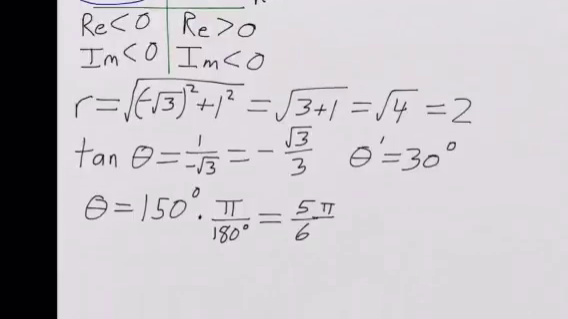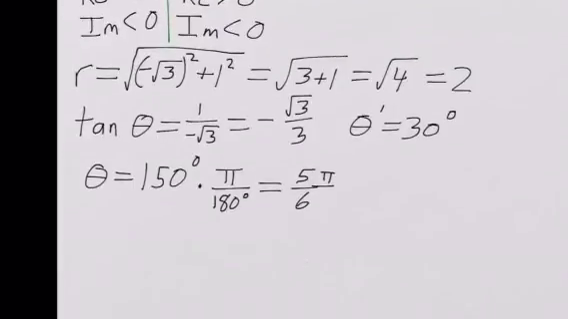So we can now write our complex number as 2 and then I'm going to use that cis notation that I introduced in the last video, 5 pi over 6. So that's how you write a complex number in trigonometric form.